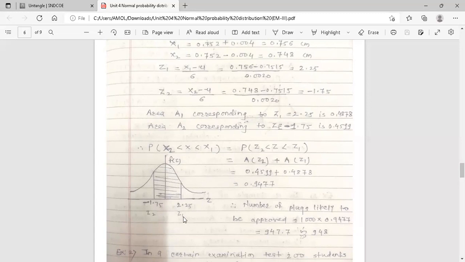Now what is the area of Z1 and what is the area of Z2? You just add the area of Z1 plus the area of Z2. That will be the probability between Z1 and Z2. Now the question is, what is the area of Z2? The value of Z2 is minus 1.75.